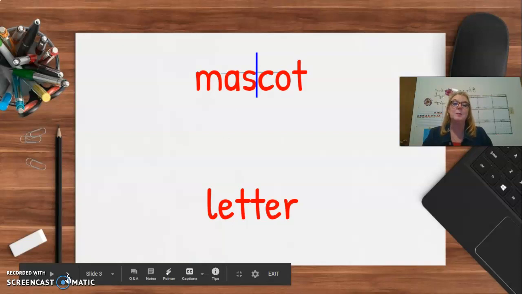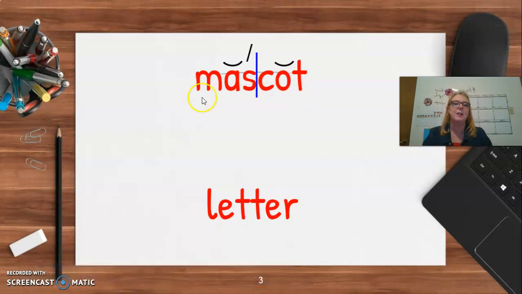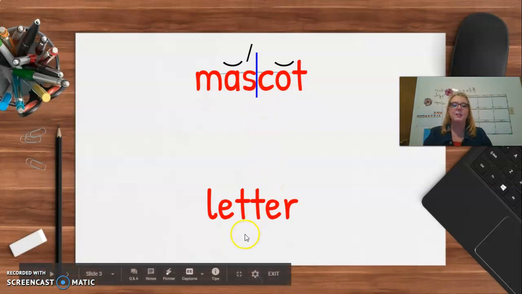Okay, remember, most English words, we accent the first syllable. And that first syllable, what type of syllable is it? That's correct. It is coded with a breve because it's a closed syllable. And the second syllable? Also a breve because it's also a closed syllable. Let's read that first syllable. Mass. The second one, cot. Read it together. Mascot. Good job.